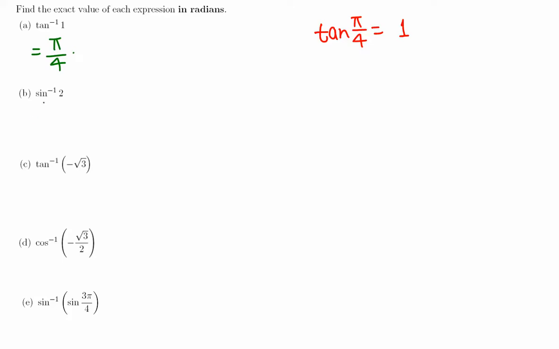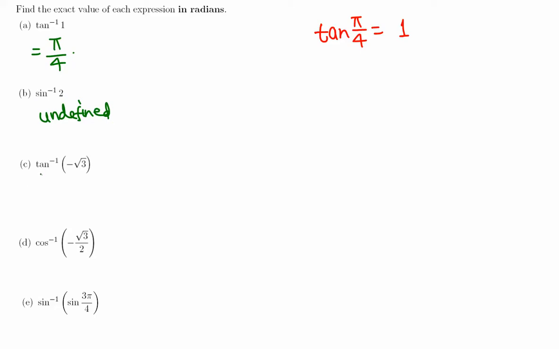In part B, sine inverse of 2. The range of sine is -1 to 1, so there are no angles whose sine is 2. So sine inverse of 2 is undefined. Same thing for cosine: cosine inverse of 2 would also be undefined.